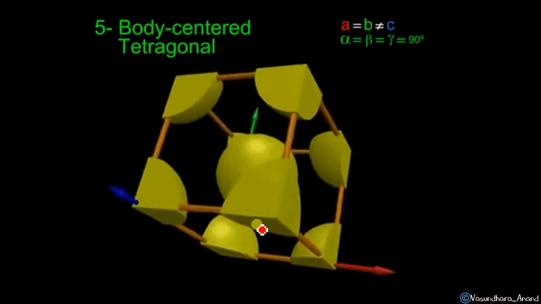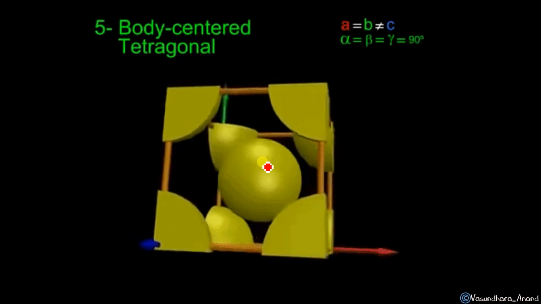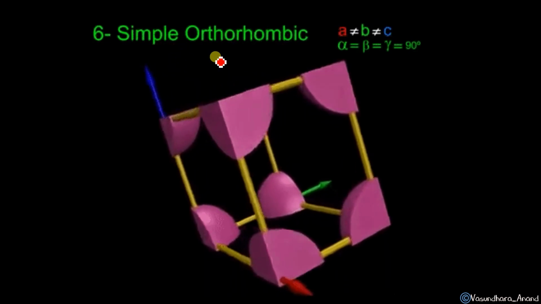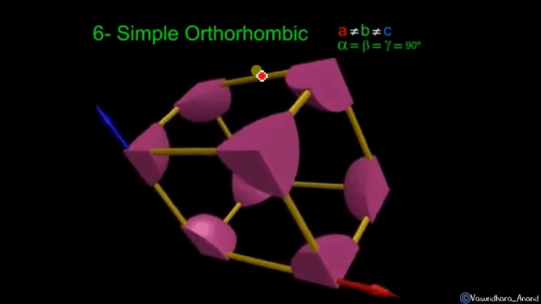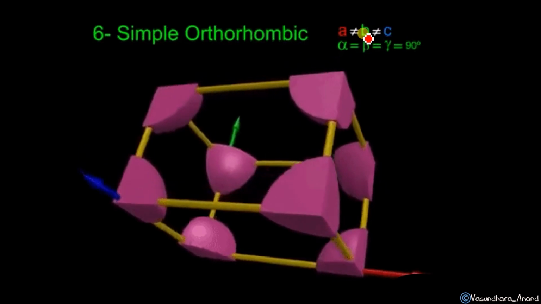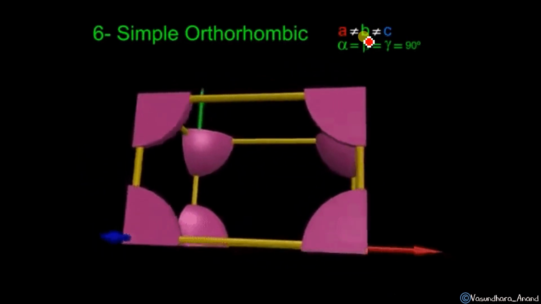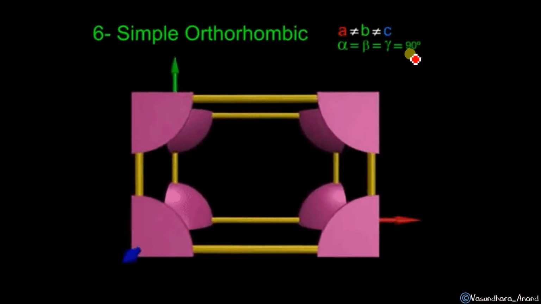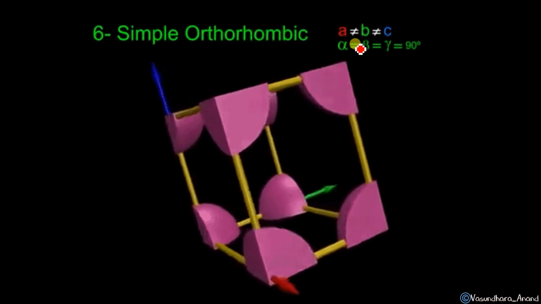And along with the corner, one will be in the center, body. If we consider simple orthorhombic, in this case no sides will be equal. A will not be equal to B, not equal to C, but all the angles will be 90 degrees. Got it? समझ में आ रही बात बच्चे?